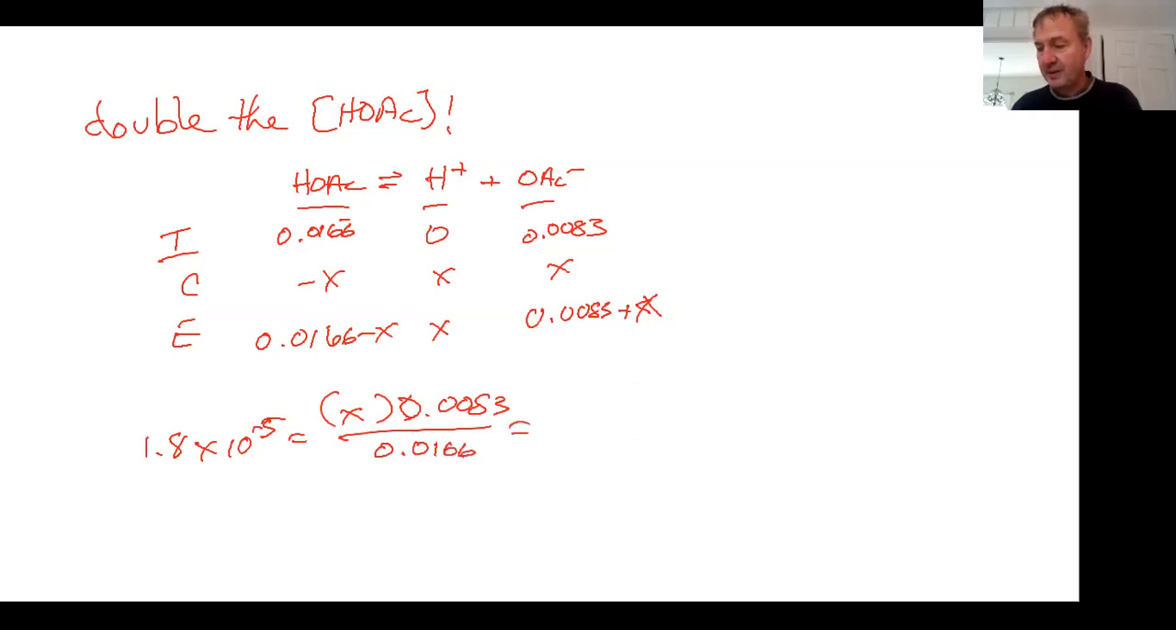So basically that's the number 1/2. And you get 3.6. Sorry, got that upside down. 3.6 times 10 to the minus 5 equals a pH of 4.44.